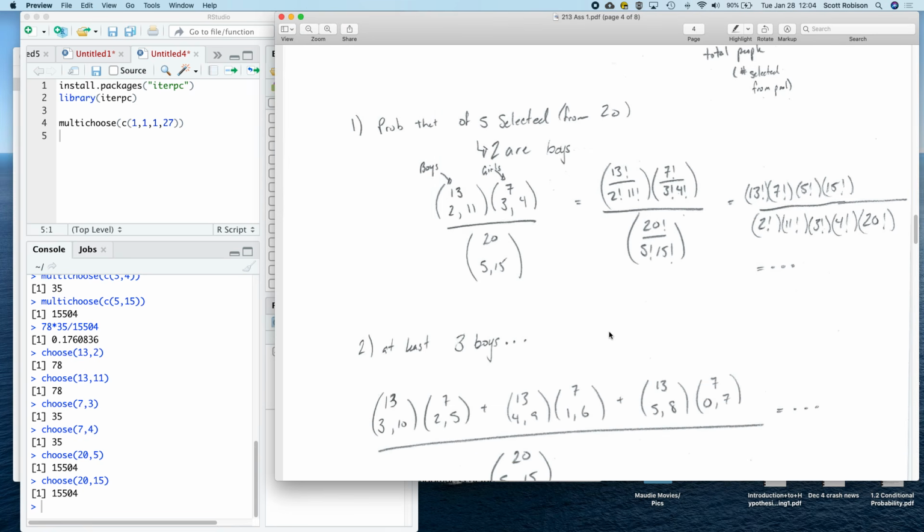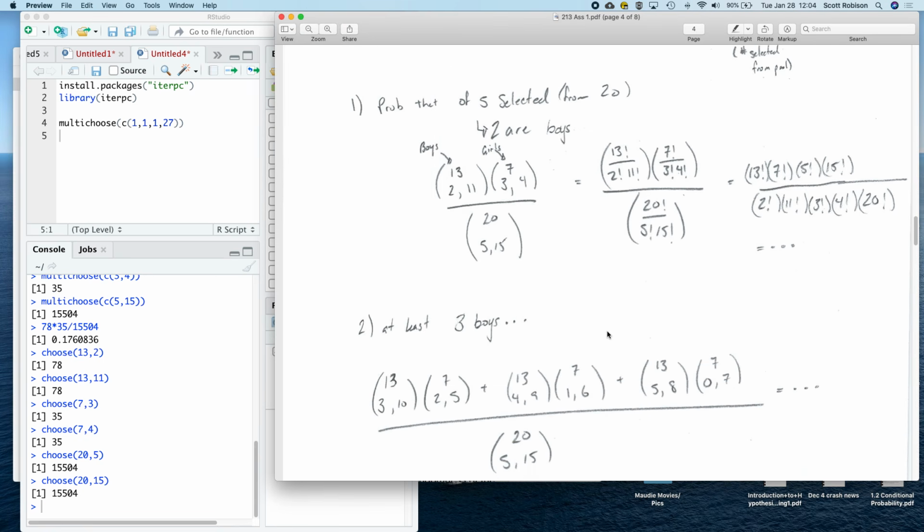So what about the probability of having at least three boys? My suggestion is to break this down into exactly three boys, which means exactly two girls, or exactly four boys, which means exactly one girl, or all five of them are boys and exactly zero girls.